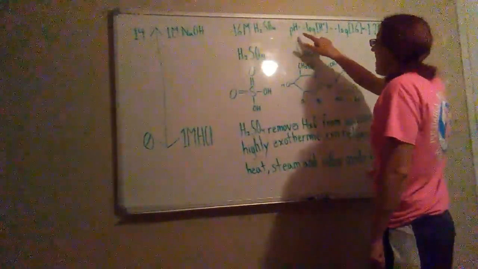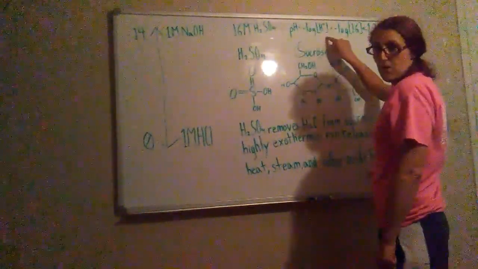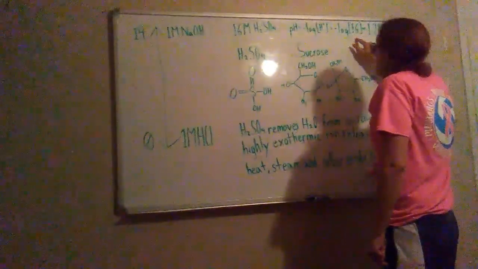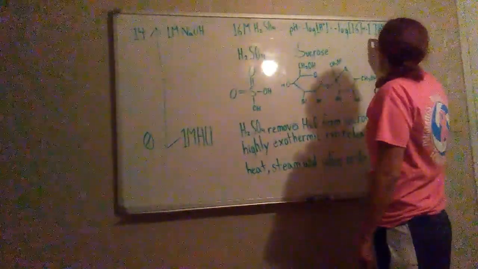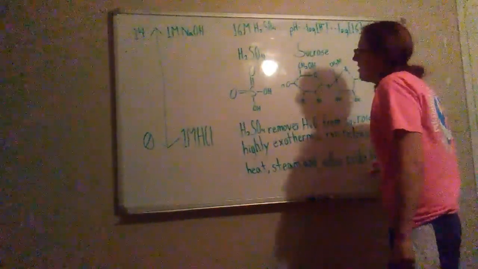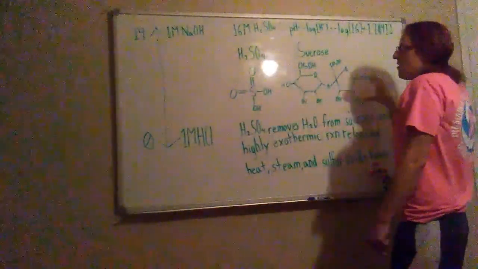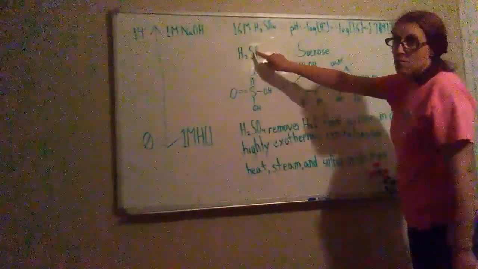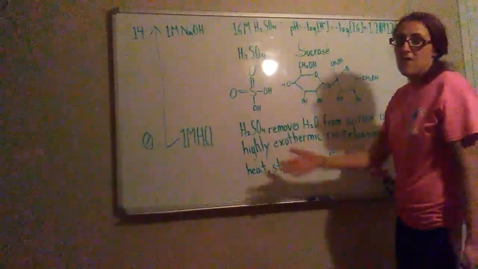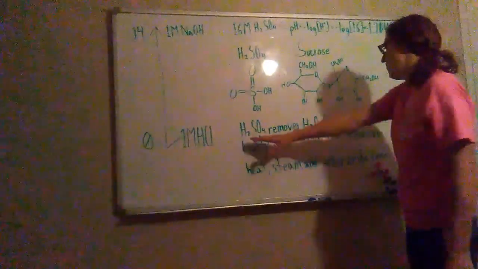You calculate the pH with the negative log of the proton concentration, which equals a negative log of 16, which is roughly equal to negative 1.20412. So here's the molecules we'll be using: the H2SO4, sulfuric acid, and the sucrose, which is a common everyday white sugar that you use.